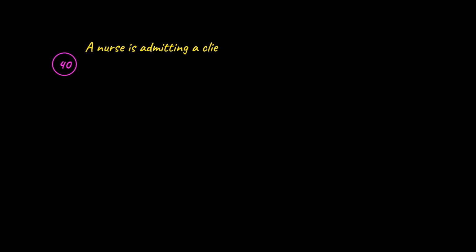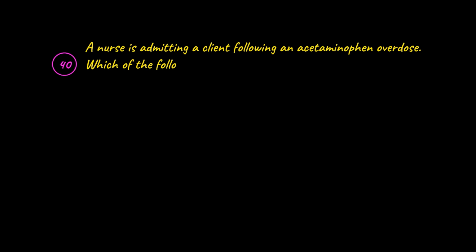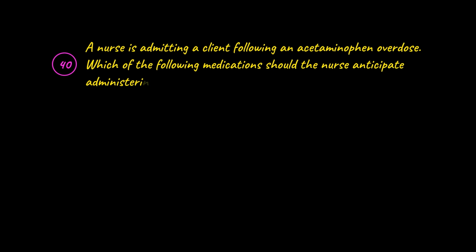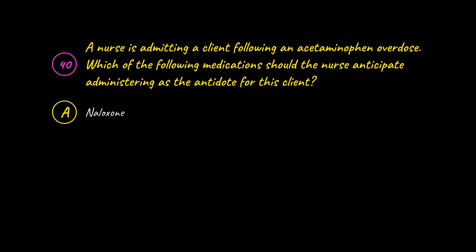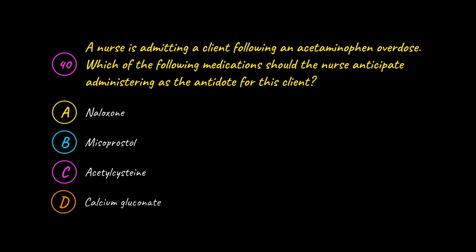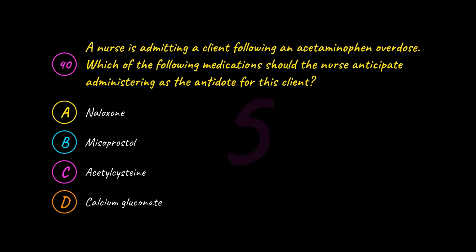Question 40. A nurse is admitting a client following an acetaminophen overdose. Which of the following medications should the nurse anticipate administering as the antidote for this client? Your options are A. Naloxone, B. Misoprostol, C. Acetylcysteine, D. Calcium gluconate. Got a guess? Lock it in.